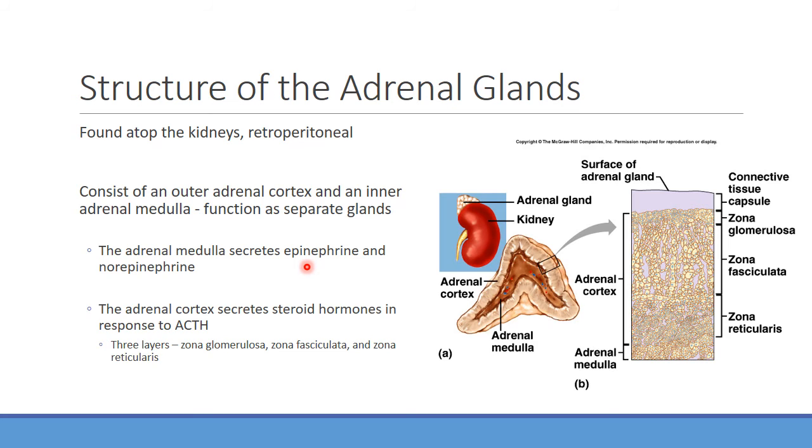which is going to be important for what type of responses? Yeah, fight or flight, right? So this is going to be our stress responses in a lot of cases. And then you're going to find that the adrenal cortex is going to be secreting steroids in response to ACTH, or adrenocorticotropic hormone. There are also three layers of that, and we'll see some of the different effects and where those are secreted from. The zona glomerulosa, zona fasciculata, and zona reticularis are the three main spots where you see these hormones being released.